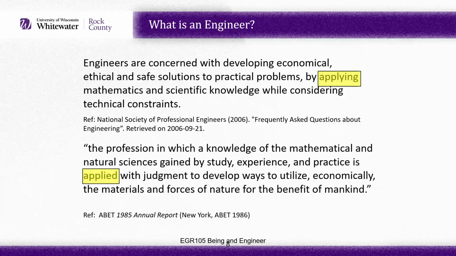And here's another definition from ABET. It says the profession in which a knowledge of mathematical and natural sciences gained by studying experience and practice is applied with judgment to develop ways to utilize economically the materials and forces of nature for the benefit of mankind. And what's interesting in both of these is the word applied, right? We're applying math and science to solve problems economically, for the betterment of mankind. It's really the application of math and science.